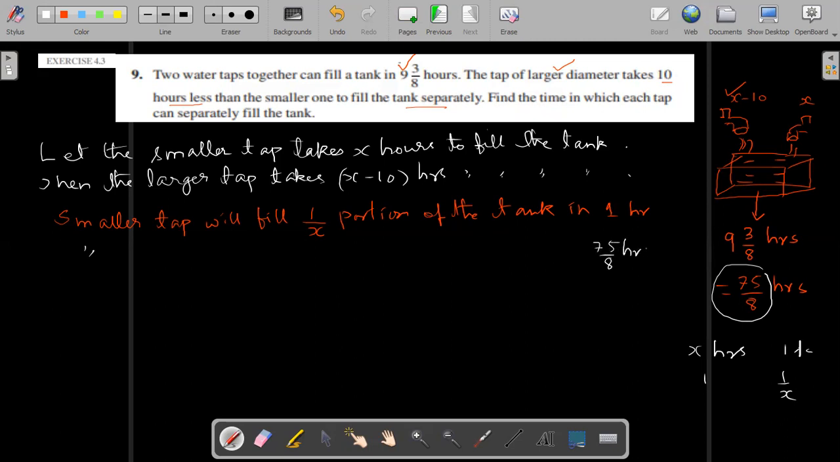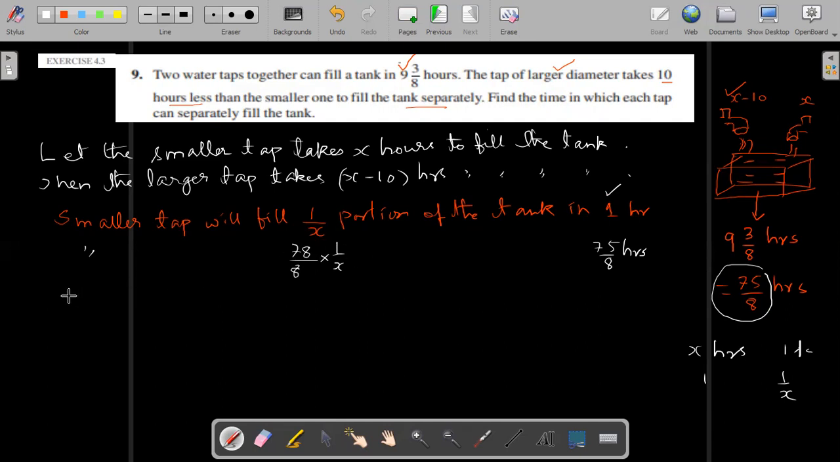Multiply this because in 1 hour, by the unitary method, it is filling 1 by x portion. So in 1 hour, the smaller tap will fill this portion. Then it will multiply, so this will become 75 by 8 into 1 by x, that is 75 by 8x.